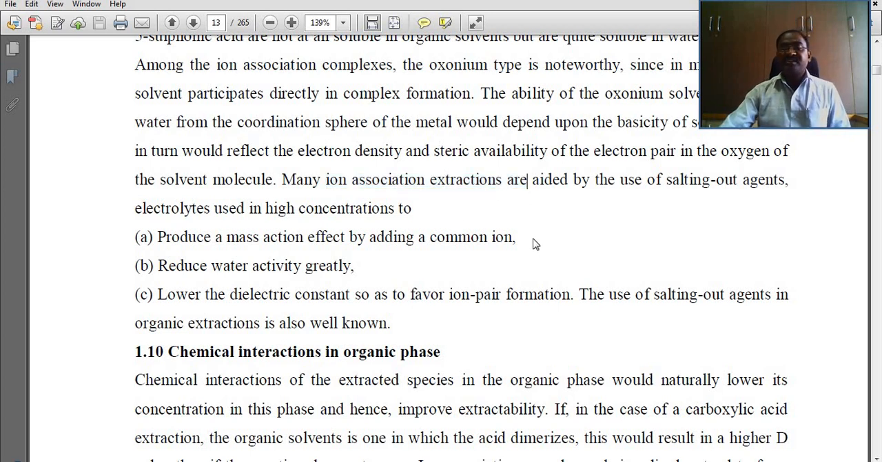Many ion association extractions are aided by the use of salting out agents. These are electrolytes used in high concentrations to produce a mass action effect by adding a common ion, reduce water activity greatly, and lower the dielectric constant so as to favor ion pair formation. The use of salting out agents in organic extractions is also well known.